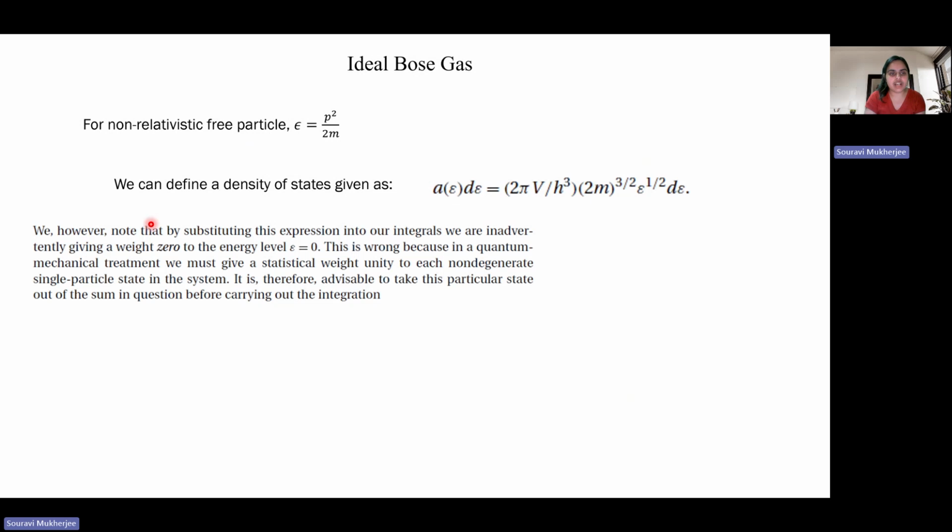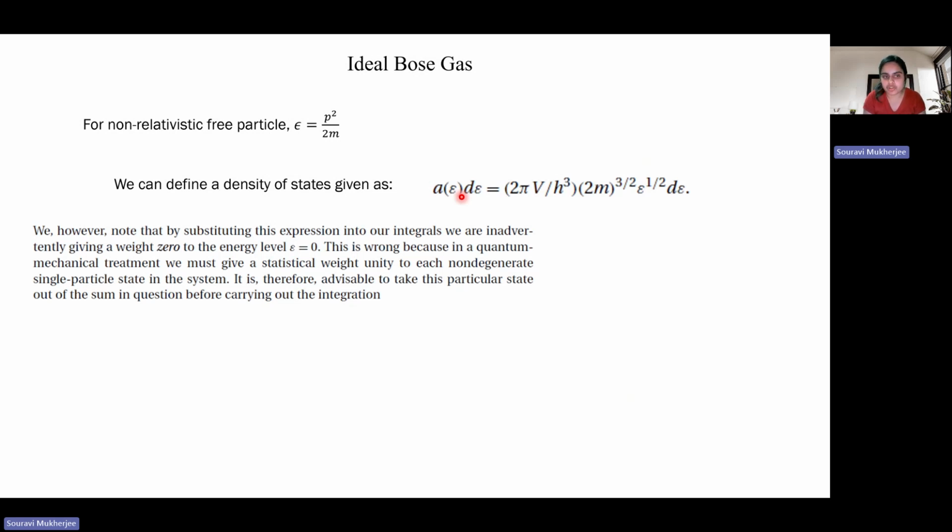Right. We note, however, that by substituting this expression into our integrals, we are inadvertently giving zero weight to the energy level epsilon equal to 0. Right? Because what is it telling you? If your energy epsilon goes to 0, your density of states goes to 0. So physically it means that there are no particles in the zero energy state, right? While we know that that is not the case, right?